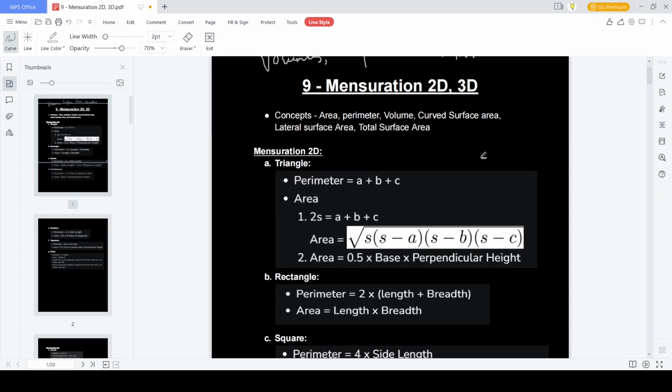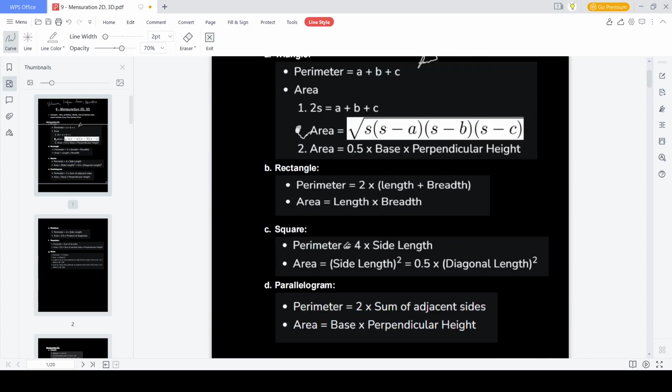So there are a few basic formulae that we need to know, like in a triangle. See, in 2D there is something called a triangle. It is three-sided. We know all that. Perimeter is A plus B plus C. Area is given by Heron's formula, root S into S minus A into S minus B into S minus C. See, this is usually forgotten by some, so try to remember this formula. Then half into base into height we know. This and all we know.